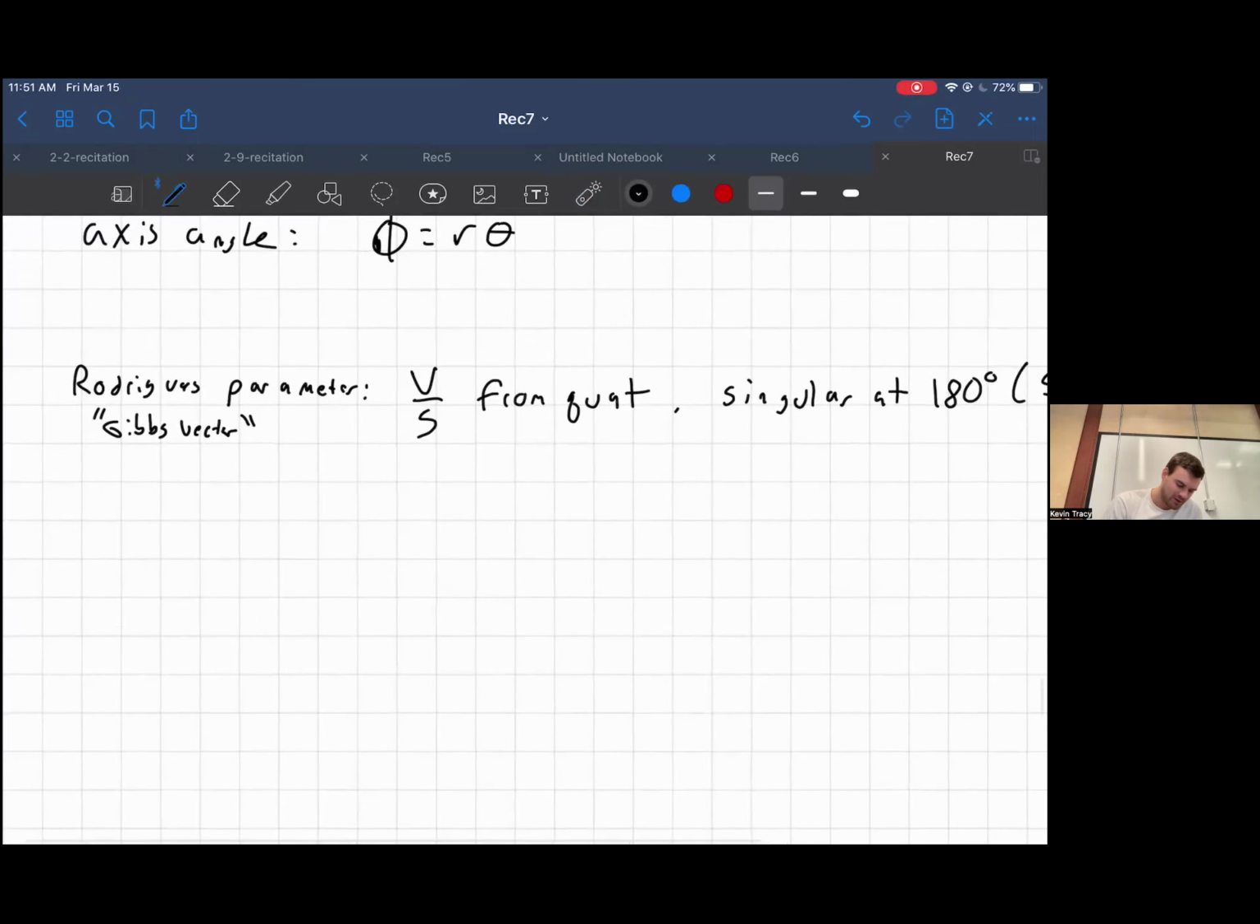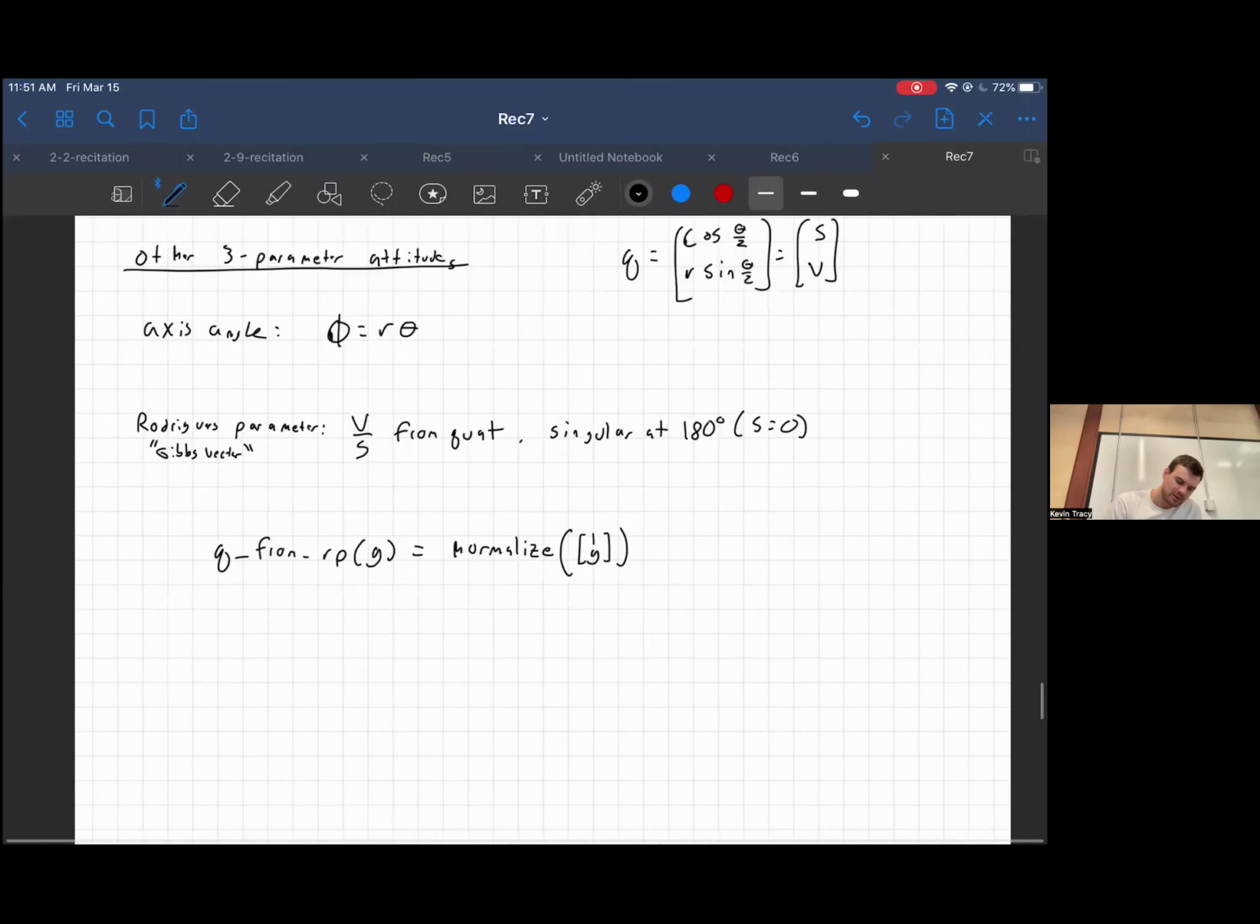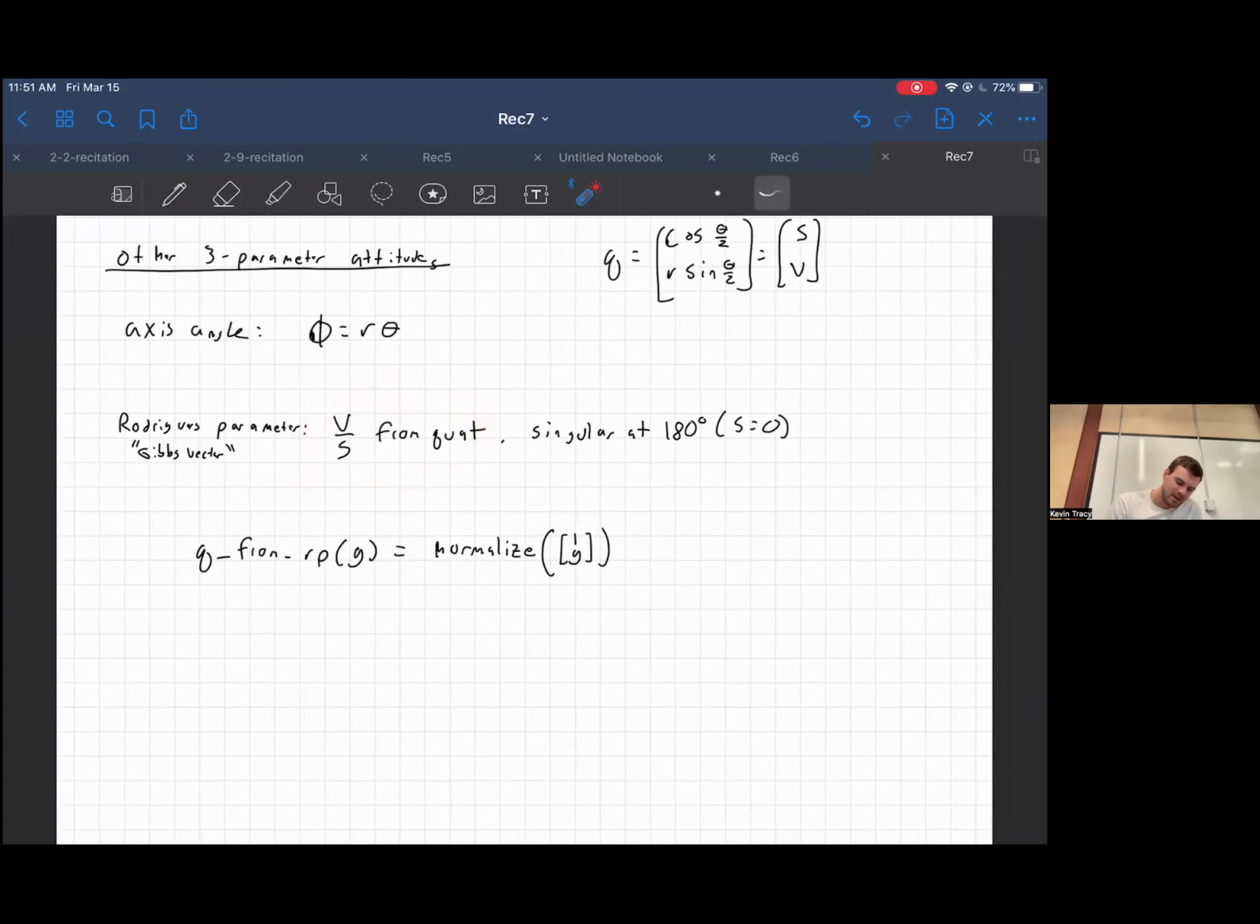And then I can go from quaternion Q from Rodriguez parameter. And I like using G. This is just normalize 1, G. So here's how you go from a quaternion to a Rodriguez parameter. Sorry, this is Rodriguez parameter from quaternion. This is quaternion from Rodriguez parameter, and this is also called the Cayley map.